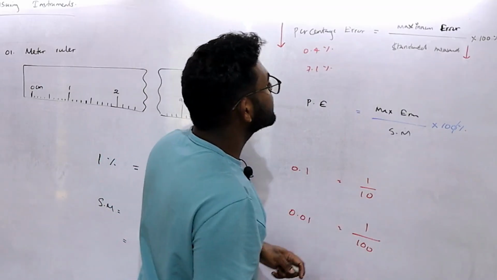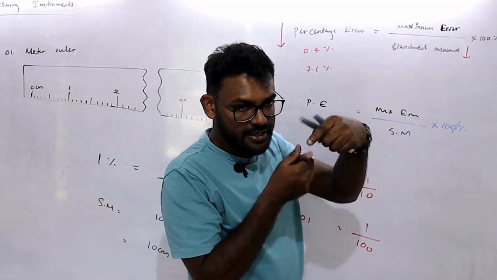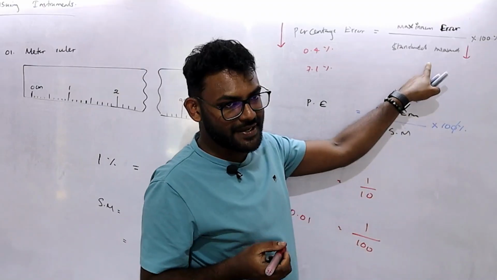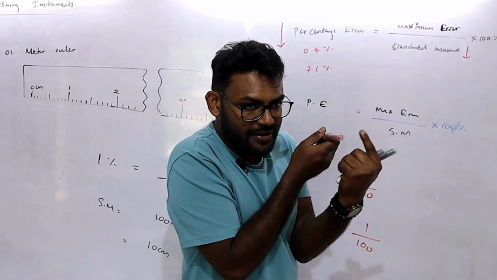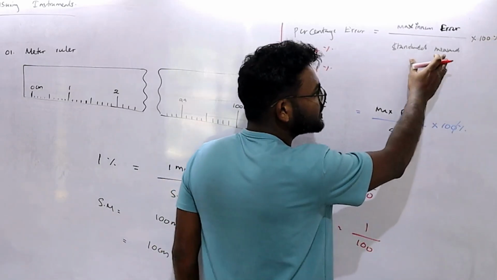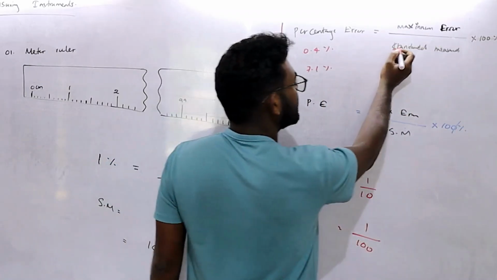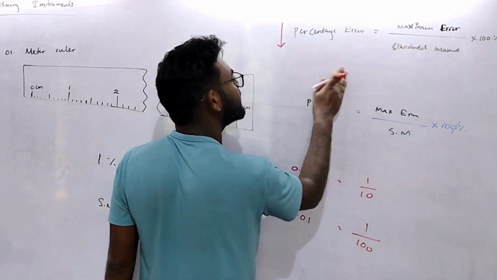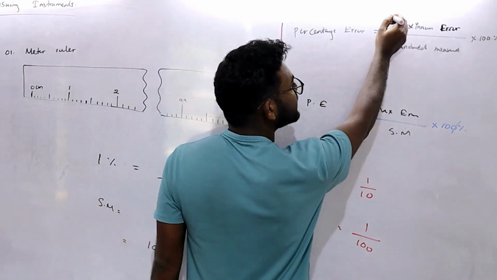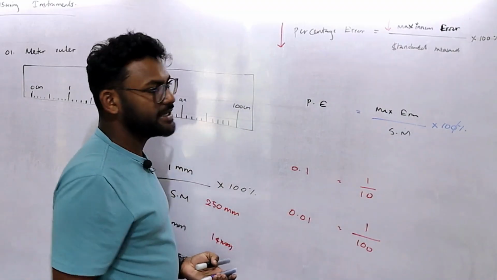So we could have a higher standard measurement, but the issue here is if you need to measure the diameter of this pen, we can't measure something else, right? The standard measurement is exactly whatever this value is, which means you can't just play with it. That is the measurement that we're supposed to measure. So without changing this part, there's a method to reduce the percentage error. What is that? Reducing the numerator here, which is the maximum error.